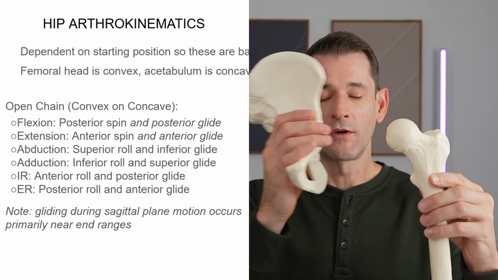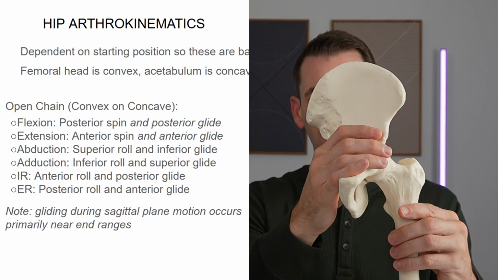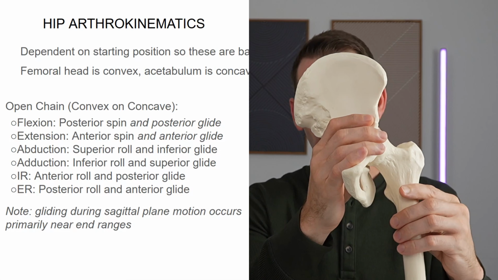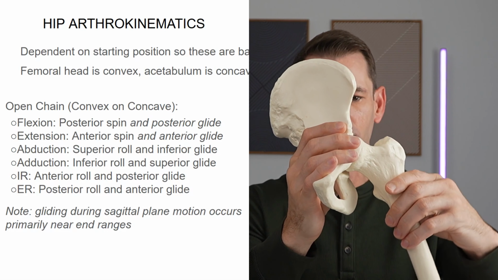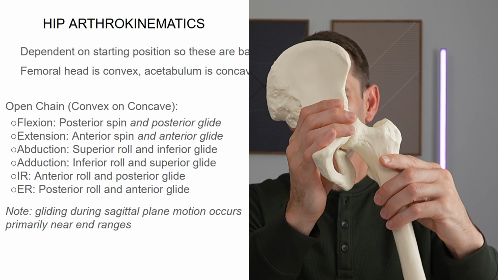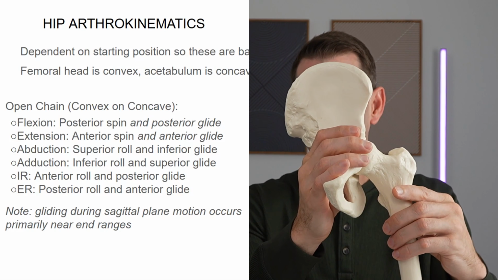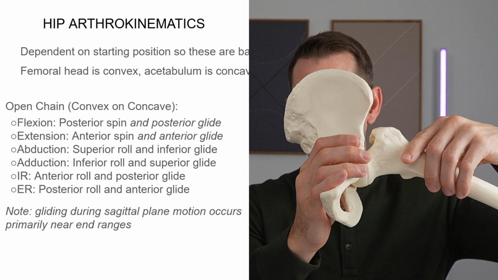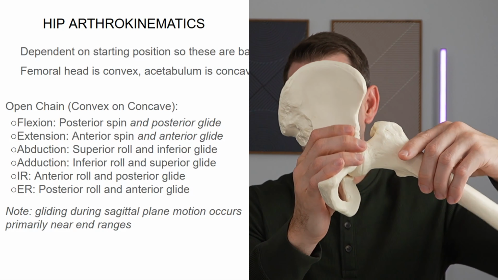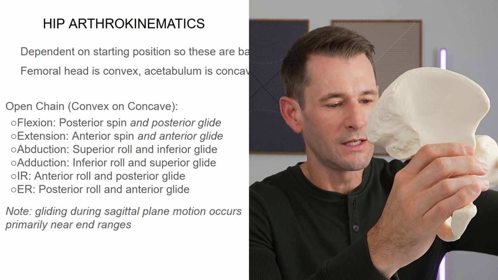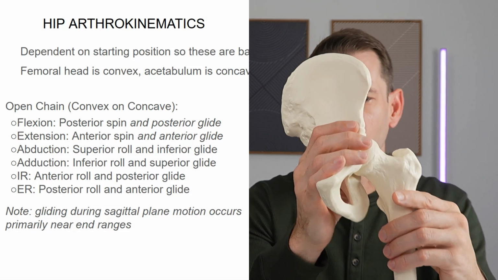Let's talk about frontal plane movements next. So abduction. Abduction is going to be a superior roll because this segment is moving superior, rolling superior, and an inferior glide because we have movement that's convex on concave, therefore it is opposite. So with abduction, you get a superior roll and an inferior glide. So hopefully you can see that. Superior roll with an inferior glide. The opposite's going to occur in adduction.